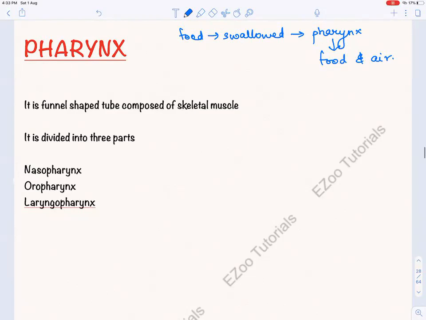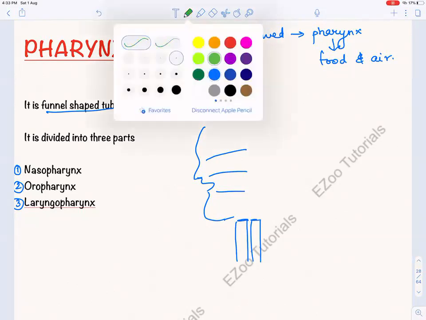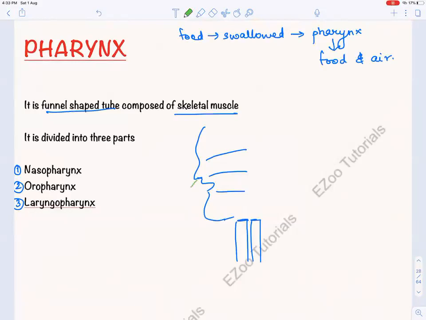It is a funnel-shaped tube composed of skeletal muscle. It is divided into 3 parts: nasopharynx, oropharynx, and laryngopharynx. If we draw this structure in side view, this is the tongue, palate, and this is the cavity, and here we have those tubes, trachea and esophagus. This is the external nares, and these are the internal nares.